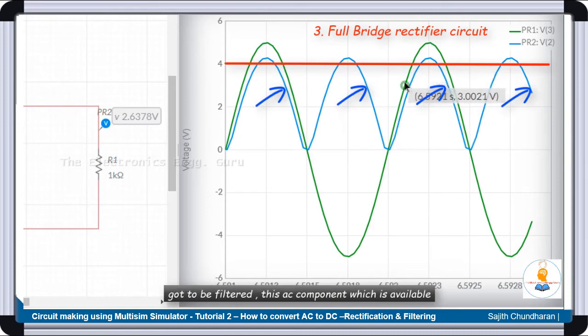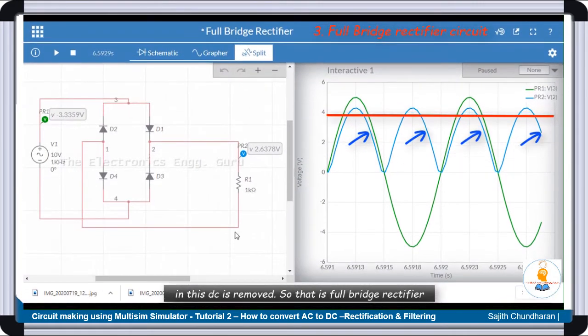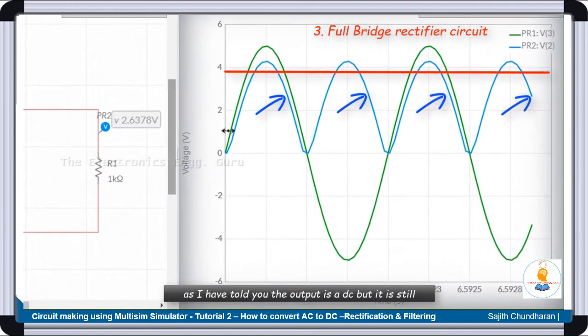So this has got to be filtered. The AC component which is available in this DC has to be removed, right? So that is the full bridge rectifier. As I have told you, the output is a DC, but it is still fluctuating. It has got ripples, so you can see 1, 2, 3, 4, so it is having a ripple. So we have got to make it a pure DC.